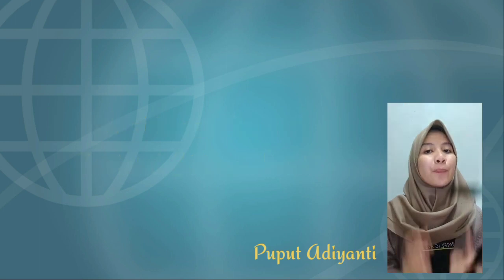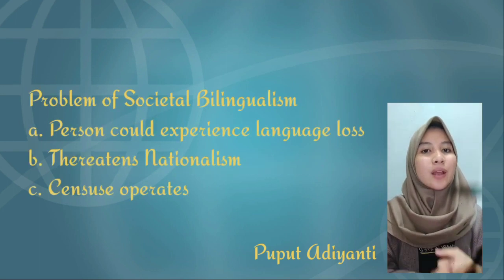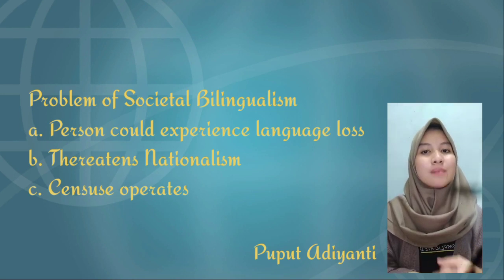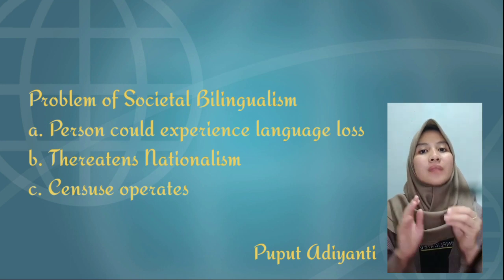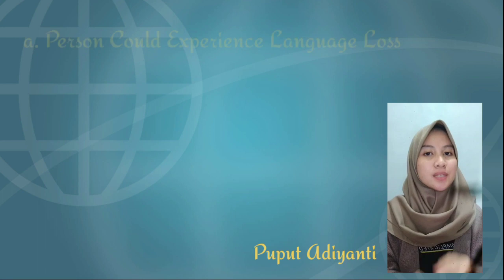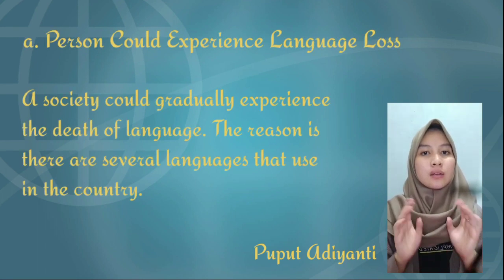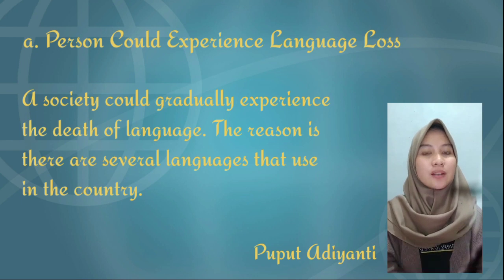So there are three problems. First is that a person could experience language loss. Second is third nationalism, and the third is giving a problem to census operations. First, a person could experience language loss. A society could gradually experience the death of a language.